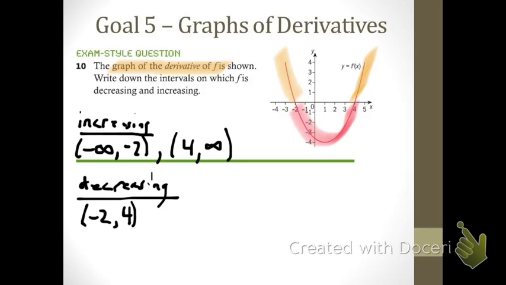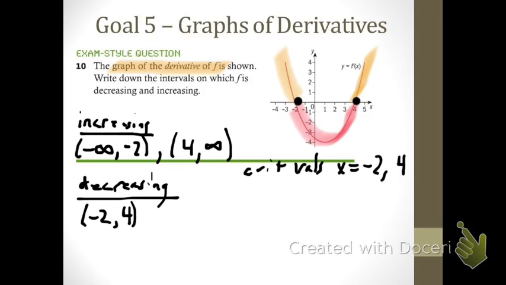I said I was going to throw in a couple other things that these directions didn't mention. Remember that when the first derivative is 0, that tells you a critical value of a function. There are two places, right here and right here, where the first derivative is 0. And so you have critical values at x equals negative 2 and at x equals 4.